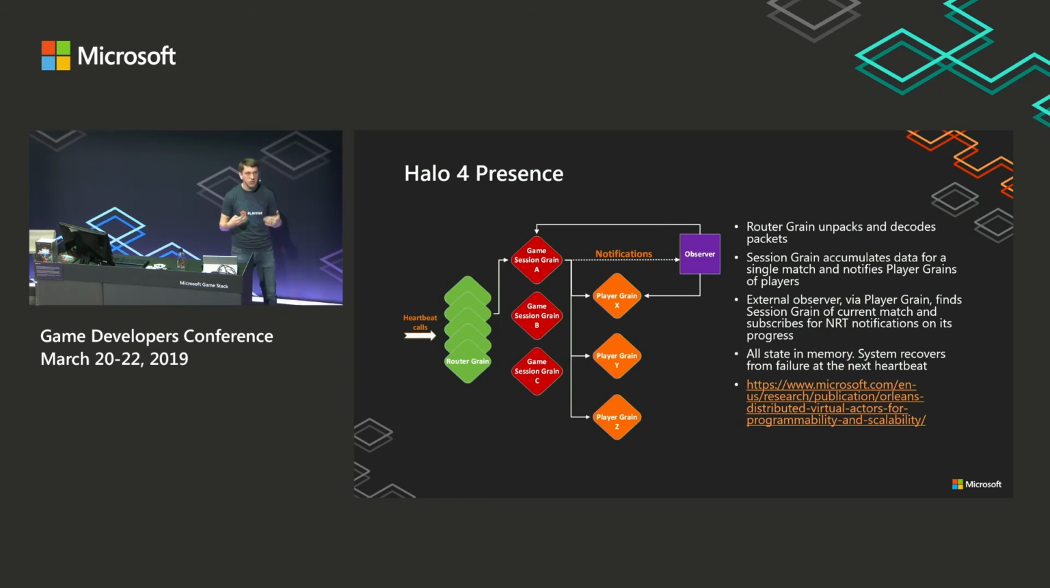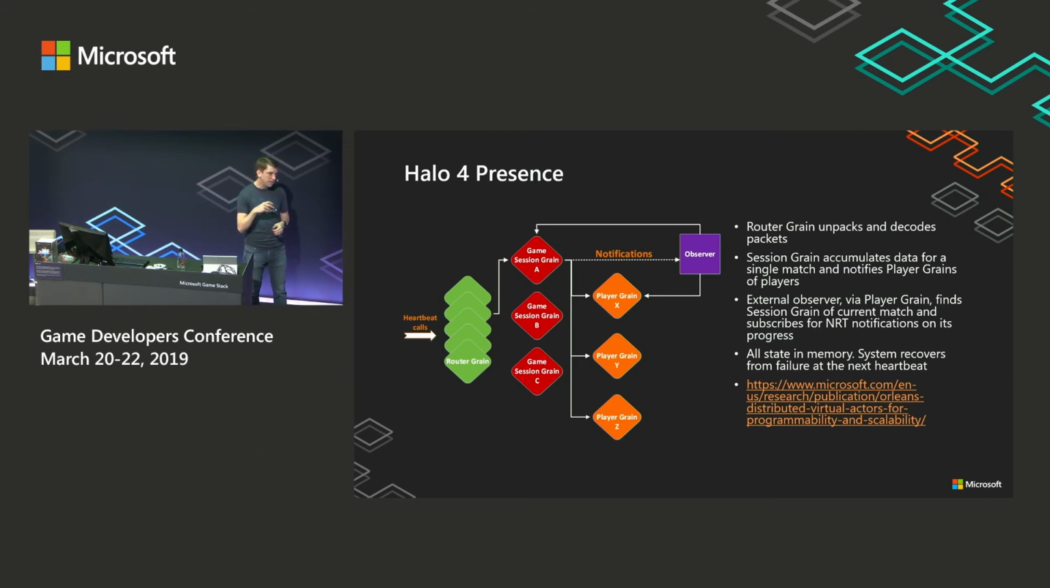So that's an example. Here's a real service that we built. This is actually the first service that we put into production on Orleans. It's called the Present Service, and we built it for Halo 4. So when an Xbox was playing Halo 4, it would actually regularly send heartbeats to our service. The router grain would unpack these enough so that it could route the messages to the game session grain, and then the game session grain would notify all of the players that were in that session so that they could report what was happening with each of the individual players.